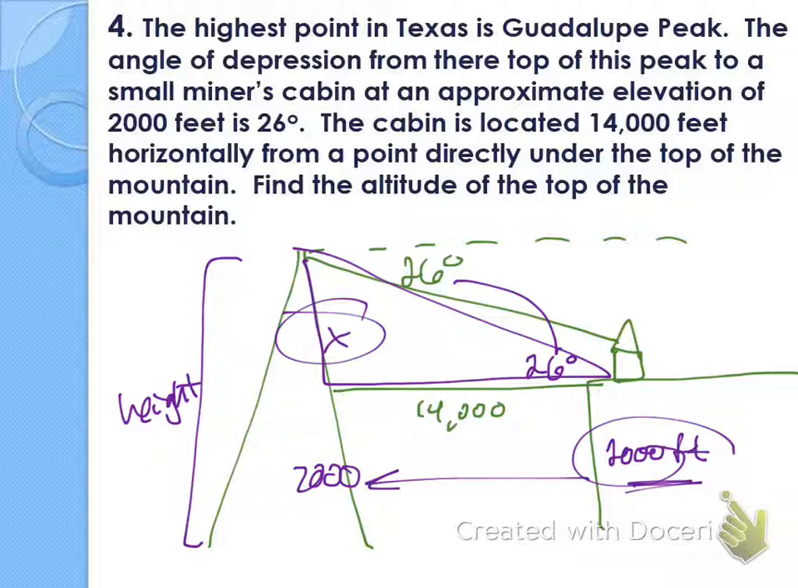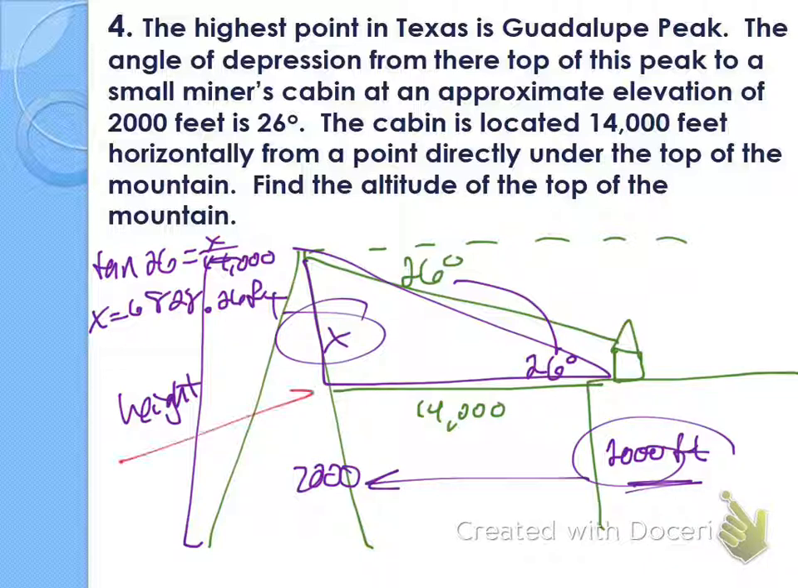So again, we're going to use tangent. So we're going to use tangent of 26 equals x over 14,000. If x is up high, we multiply. So 14,000 times tangent 26 gives us 6,828.26 feet. But again, that's only to right here. And so we've got to add 2,000 to it to find the entire height of that mountain.